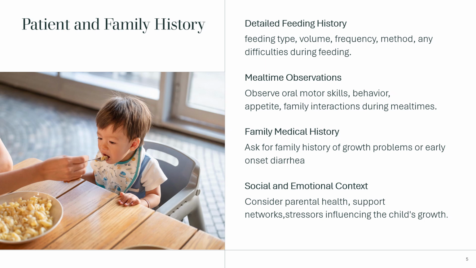If there is any difficulty in the oral motor skills, you have to ask a detailed family history regarding any growth faltering or early onset diarrhea. You have to also assess the social and emotional context like parental health, support networks, stressors influencing the child's growth, etc.